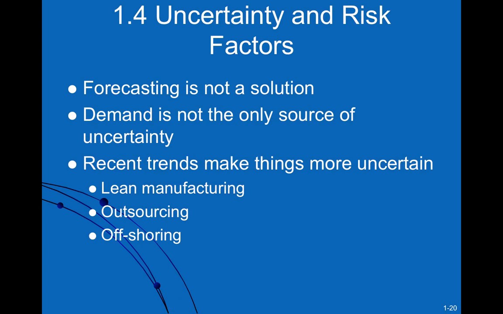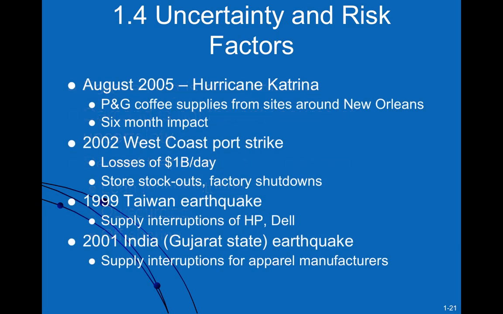So forecasting is usually not part of the solution, because that's a source of uncertainty. Demand is not the only source of uncertainty, and as we mentioned, trends like lean manufacturing, offshoring, and outsourcing all contribute to uncertainty. All right.